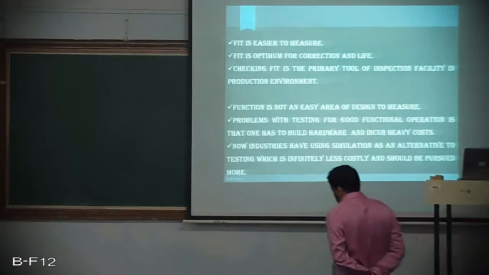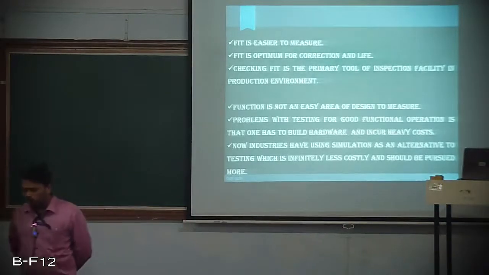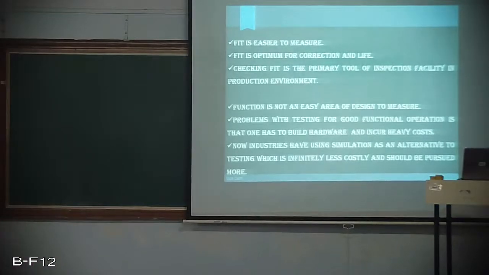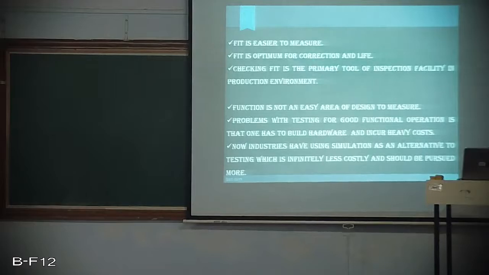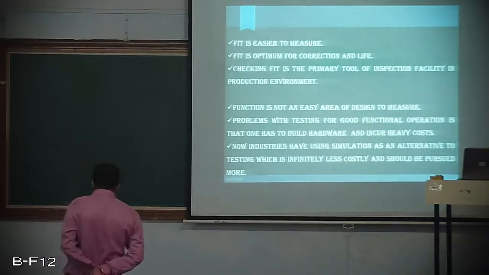In the no-go gauge, the scenario is such that, as the name itself suggests, it must not allow any part to pass through. Then only it says that the part is acceptable, or else the part is rejected, because the difference between the go and no-go gauge is nothing but the tolerance. So the go and no-go gauges are basically used for selecting the fit for holes as well as shafts.